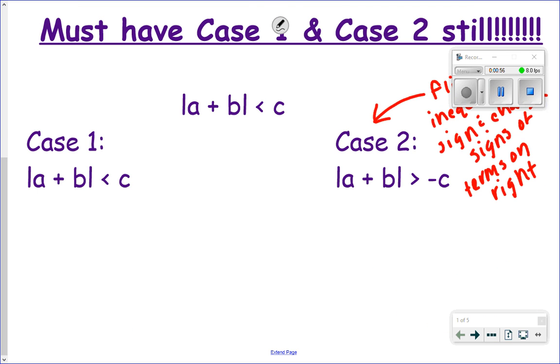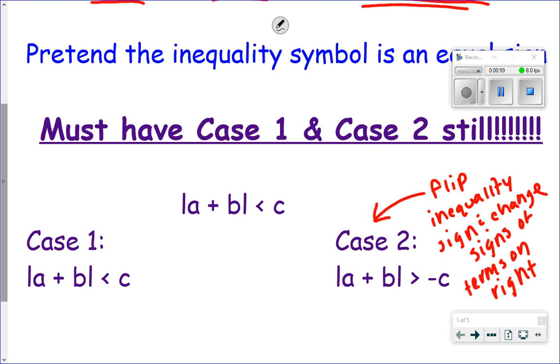And then just like absolute value equations, there still has to be a case 1 and a case 2. So our original problem might look something like this, where it's absolute value of a plus b is less than c. And then our cases, so case 1 is always going to look the same, just like it did when we were solving equations. In case 2, we're going to flip the inequality sign and change the sign of the terms on the right. So I made that note there. You need to make sure that you write that down. So case 1 is always the same. Case 2, the inequality sign flips, and then the sign of the terms on the right change.